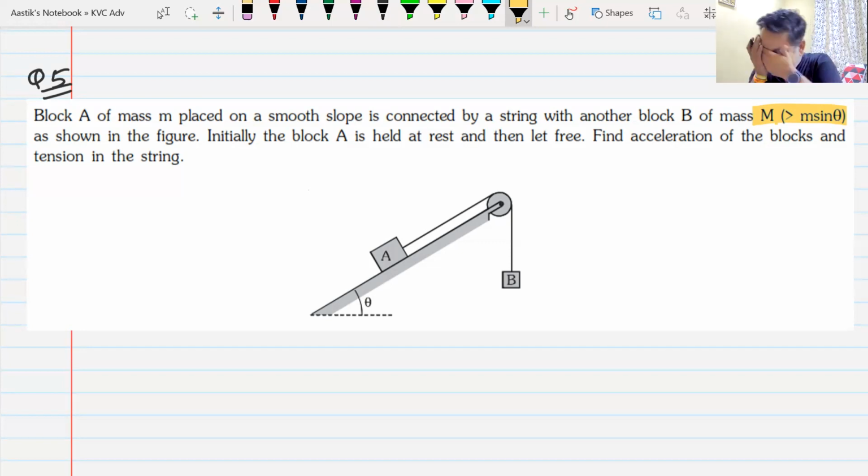First of all, the first thing you have to tell me is, how does the system move? So you can understand it, whether block B moves downwards or whether block B moves upwards.